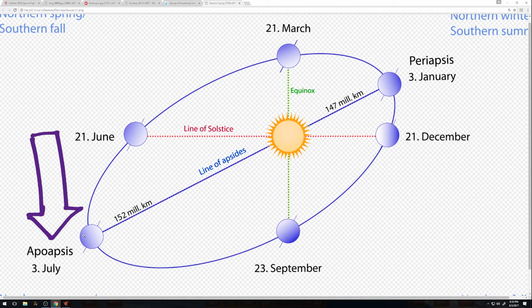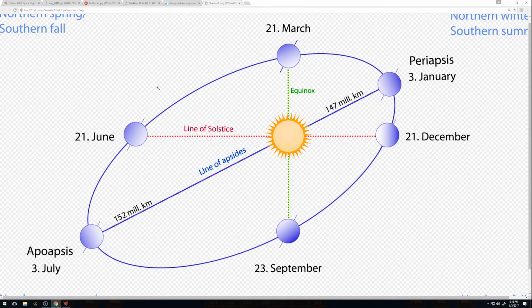Now, the opposite of that, obviously, would be our periapsis. So where's our periapsis? Well, our periapsis is going to be in January. It's going to be 147 million kilometers away from the sun. So your apoapsis was in July, your periapsis is in January. Apo top, peri bottom. Apo big, peri small. See the oval? It's not a perfect circle. It's an oval. This is the shape of our orbit around the sun.